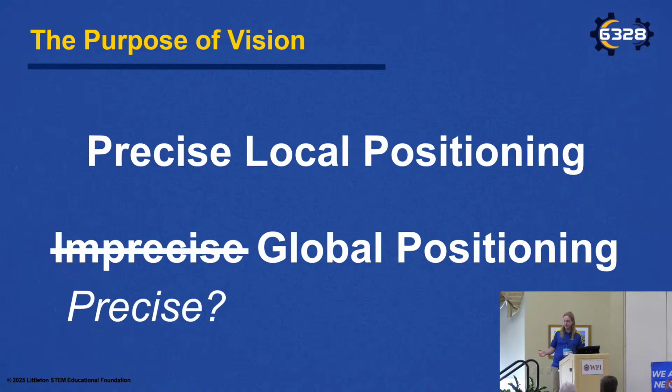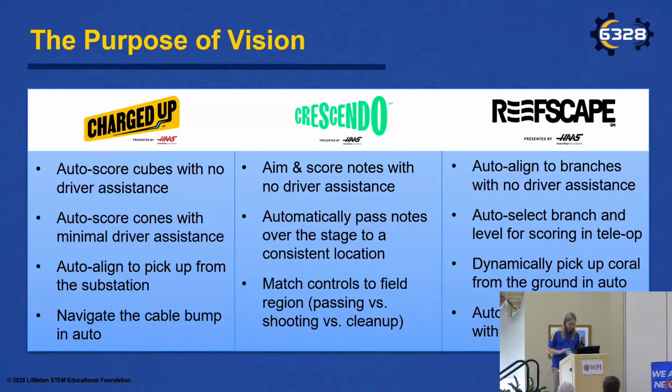Would that not be even better than imprecise global positioning? There are, though, a couple of issues with that. The most fundamental issue really is one of purpose. The reality is that global positioning is fundamentally more limited in utility than reliable local positioning, which accounts for all of the most critical game objectives.